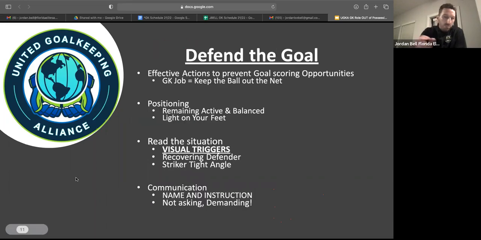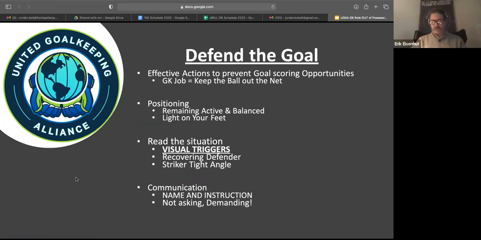Yep. So next one, probably the most important one we would all say, is defend the goal. So we've written down defend the space. We've written down defend the area. Now we're talking about why we love to be a goalkeeper, and that's to make saves. So defending the goal, if you read that there, effective actions to prevent goal scoring opportunities. That's a fancy technical term for saying keep the ball out the back of the net. And again, the goalkeeper's job is simple. You keep it out the net, you've done your job.